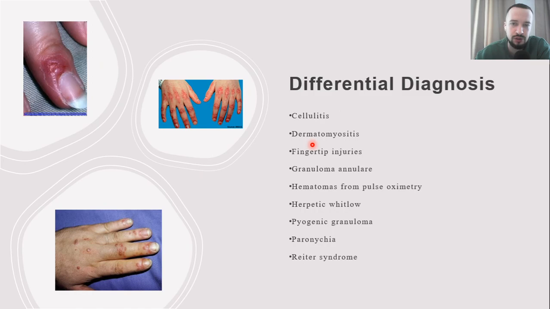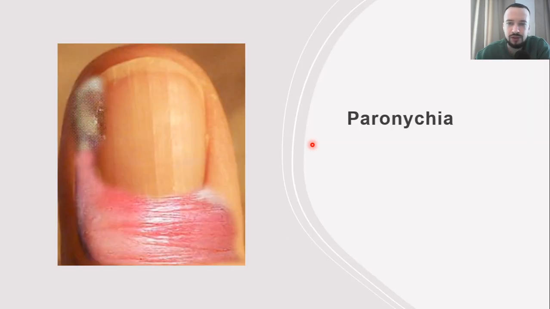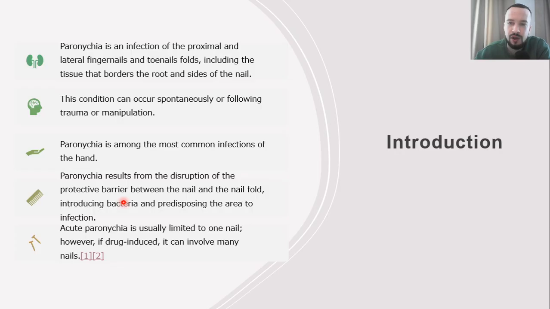Differential diagnosis: cellulitis, dermatomyositis, fingertip injuries, granuloma annulare, hematomas from pulse oximetry, herpetic whitlow, pyogenic granuloma, paronychia, Reiter syndrome. About this we will talk in the next topic, paronychia. And the paronychia we discuss now too. As you understand, paronychia is the same as a felon, but the inflammation is near the nail.